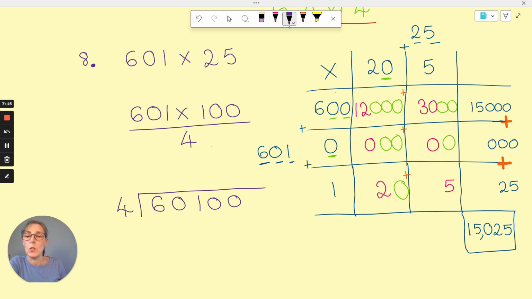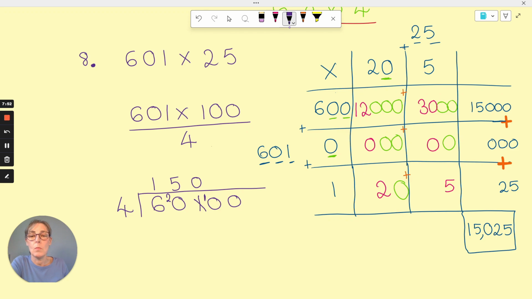Right, how many 4s fit into 6? 1. And there's 2 left over. How many 4s fit into 20? Well, 2 4s are 8, 3 4s are 12, 4 4s are 16, 5 4s are 20. How many 4s fit into 1? Can't fit 4 into 1. So we put a 0, we cross it out and we carry it over. It's useful to cross out so you remember.